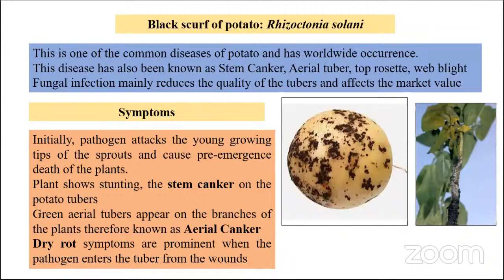Dry rot symptoms are prominent when the pathogen enters the tuber through wounds. After entering through the wounds, the pathogen causes dry rot symptoms in the tubers. That's why we also call it a dry rot disease of potato. You can see these symptoms on the potato tubers as well as on the stem of potato plants.